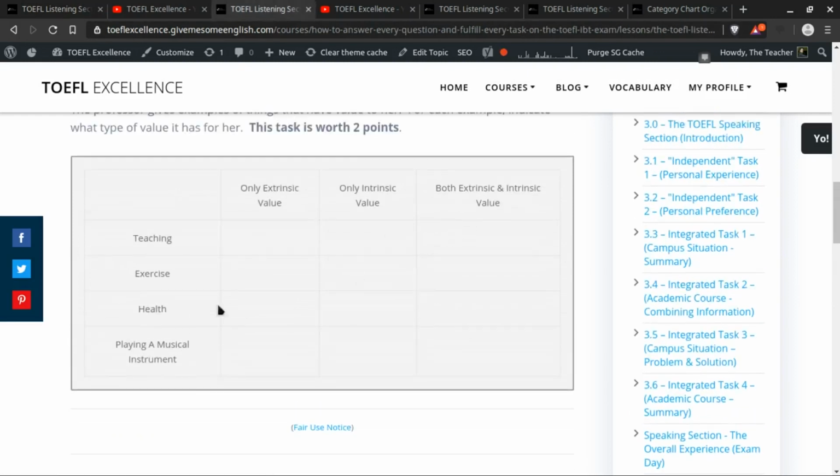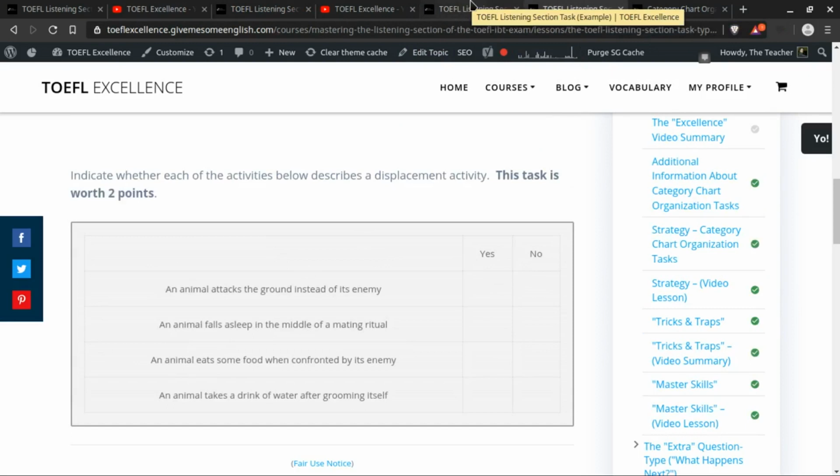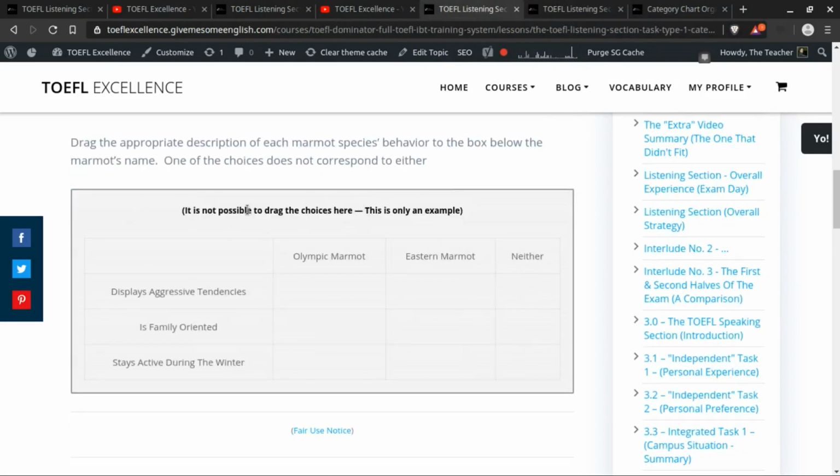So this is another example where you might have 3 categories. Then you have your different answer choices. They have to fit into one of these categories. All right. And that's basically it. There's nothing more complicated than that. As I state here, it's not possible to drag the choices here. This is only an example.